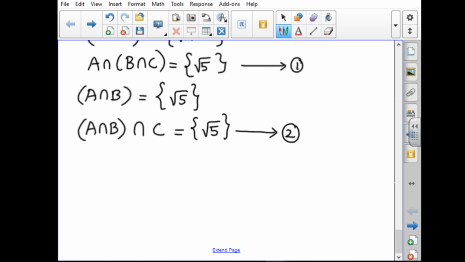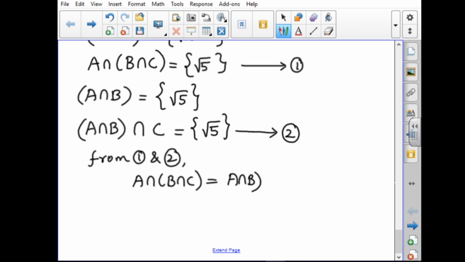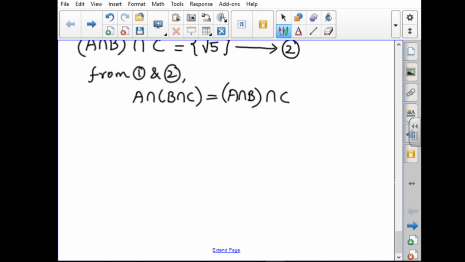So the LHS and RHS values we found. From 1 and 2, we get A intersection (B intersection C) is equal to (A intersection B) intersection C. Hence verified.